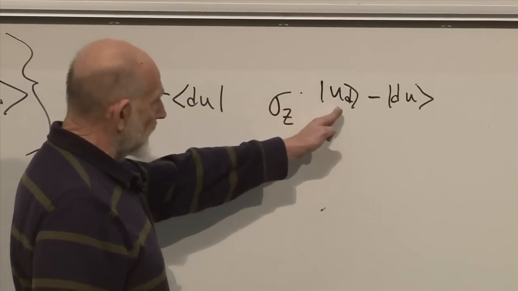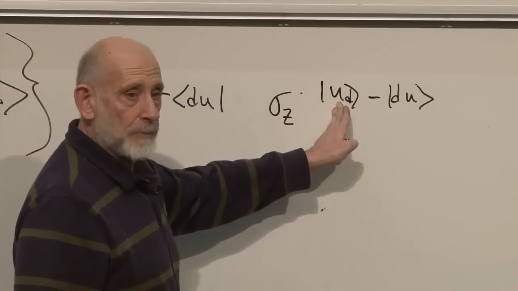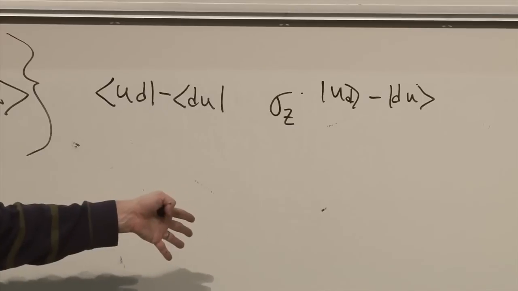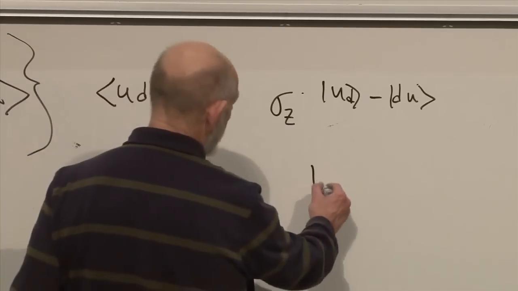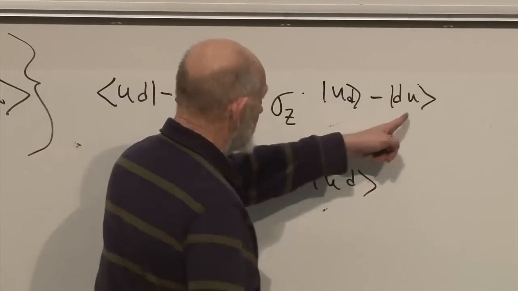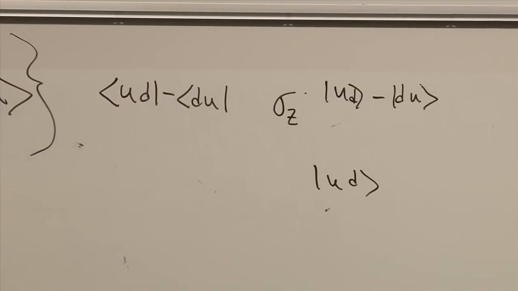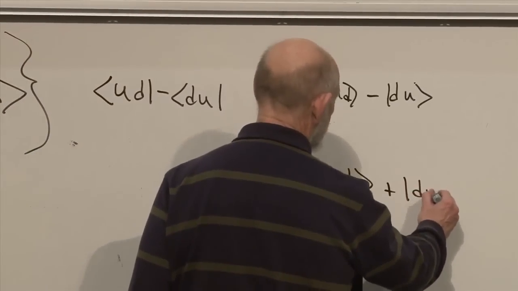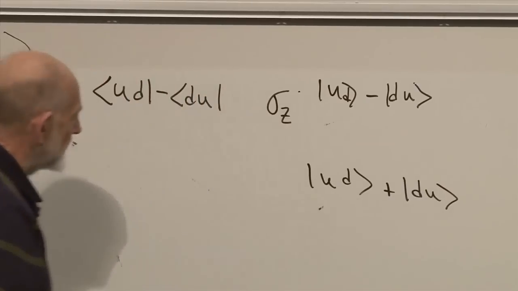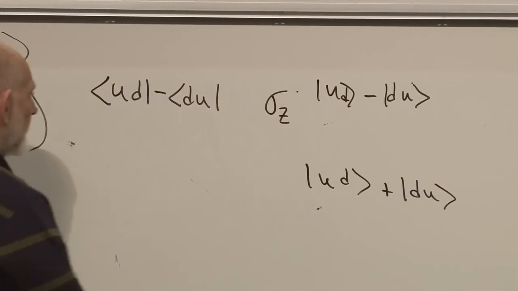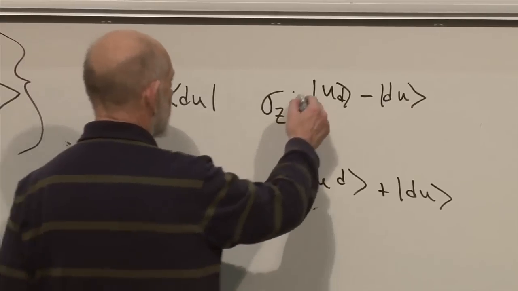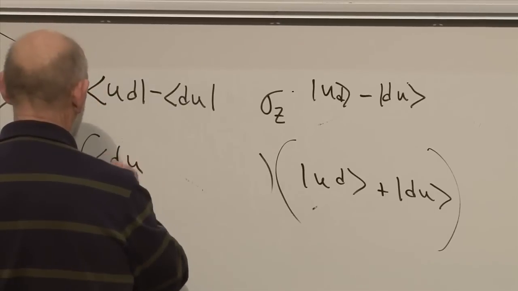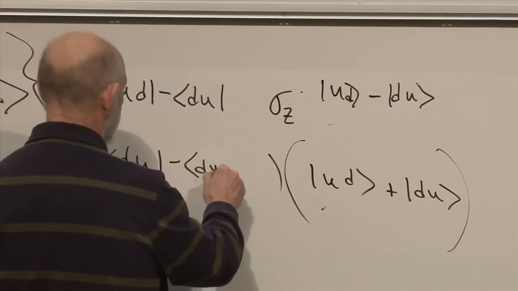First, we act with sigma z. And what does sigma z give when it hits up, down? It just gives up, down, right? So this just gives up, down. But what does it give when it hits this guy over here? Minus down, up, but there's already a minus down, up, so there's a plus. The minus gets killed. That's over here. And that's the inner product. Let's put some bracket around it. That's the inner product with up, down, minus down, up.